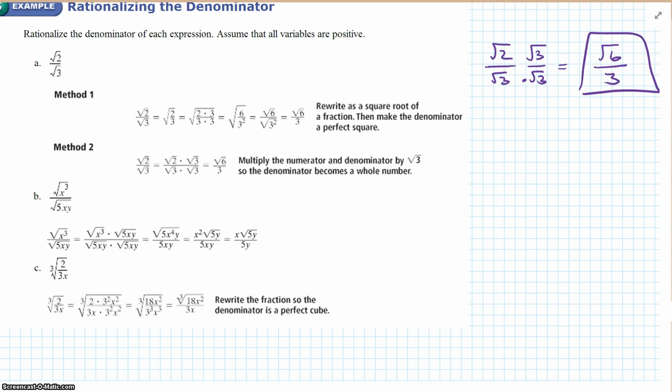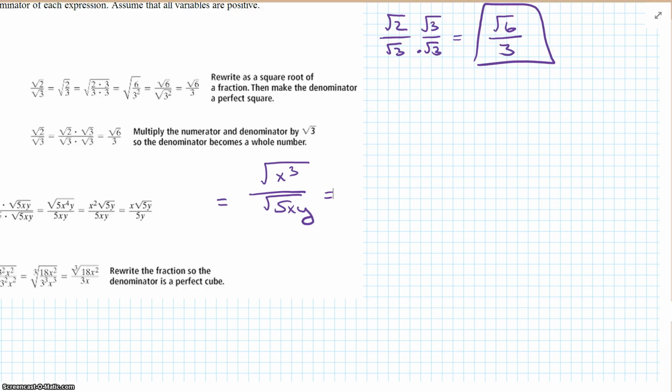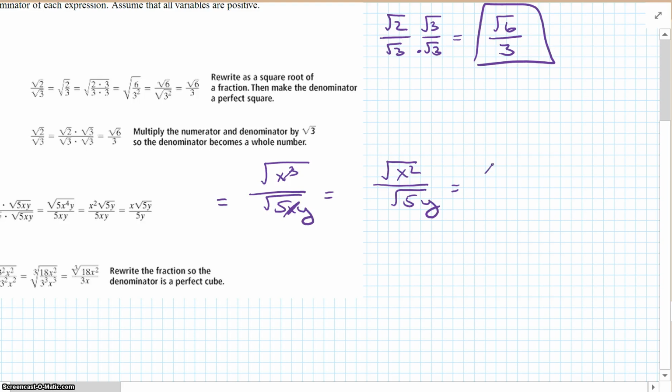Okay. Let's look at B. I have the square root of x cubed over the square root of 5xy. And again, remember, since they're both to the same root, we could simplify this to the square root. We can cancel the x's of x squared over the square root of 5y. And what's the square root of x squared? It's just x. So it's really x over the square root of 5y.